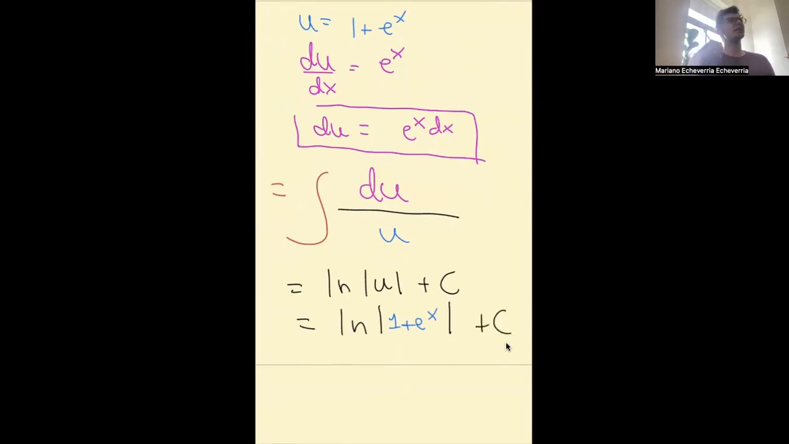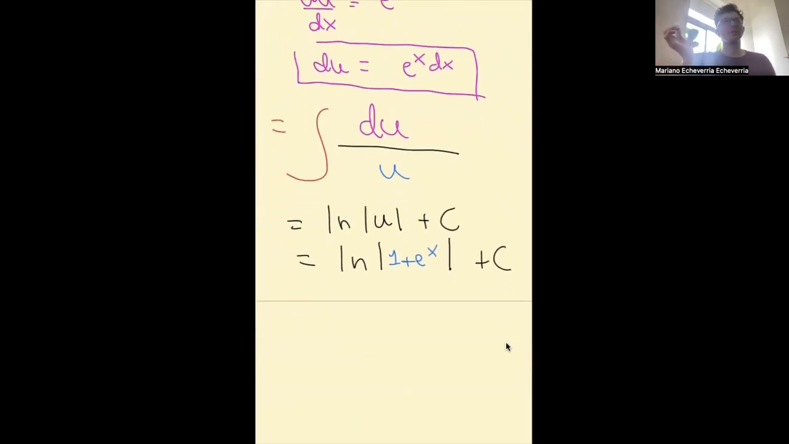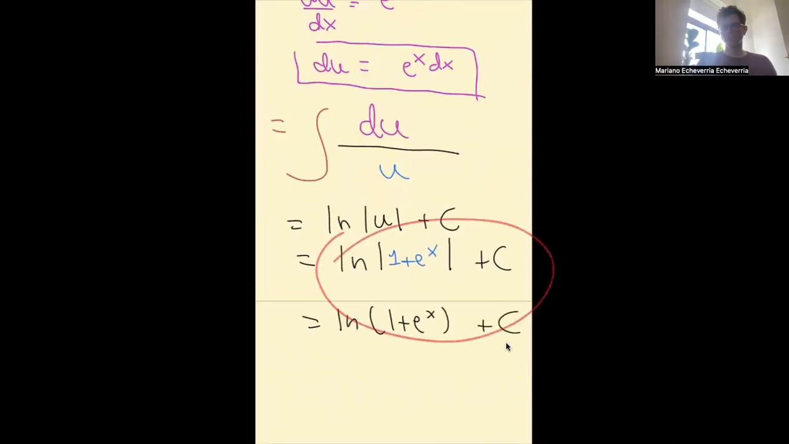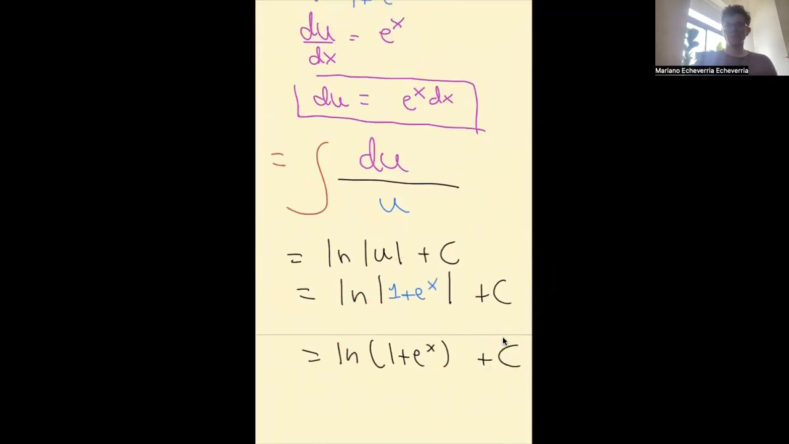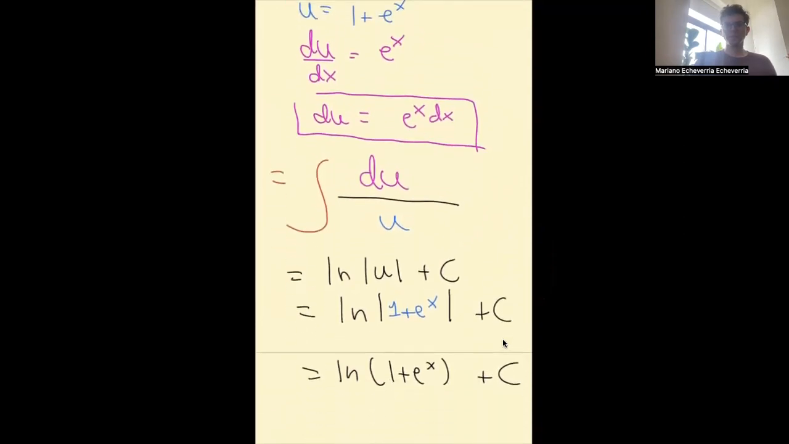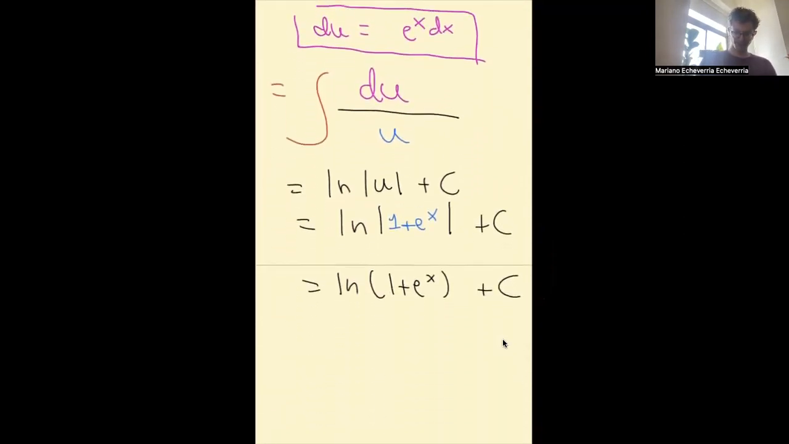Now, not that you need to do this because already the answer is correct. That's fine. 1 plus e to the x is always positive. So in this case, actually the absolute value was not really needed. So you could, if you prefer, write it this way. But again, for our purposes, both this way and this way are fine. Either works. So that was the substitution for this one.